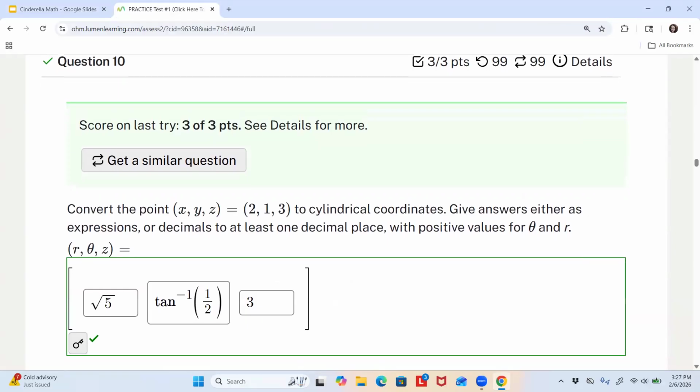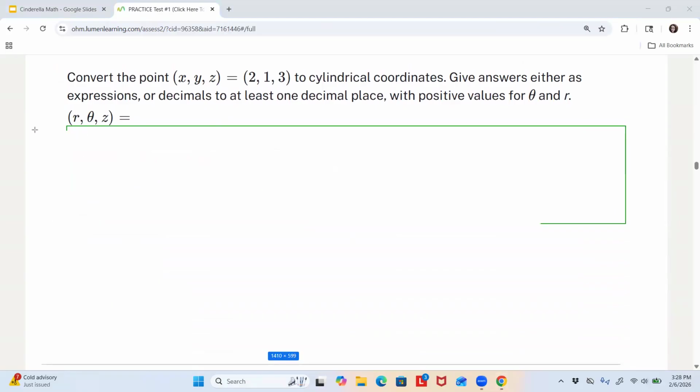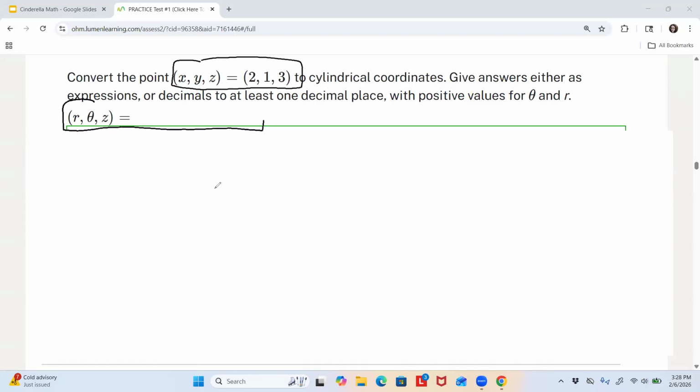Yes, all the answers are already in because I already did this, so I'm just going to be covering them up and explaining. There is an embedded Desmos calculator, and that's all we have. All right, here's convert these points that are normal Cartesian points into cylindrical coordinates. So we're going from x, y, z is 2, 1, 3 into the cylindrical coordinate system.